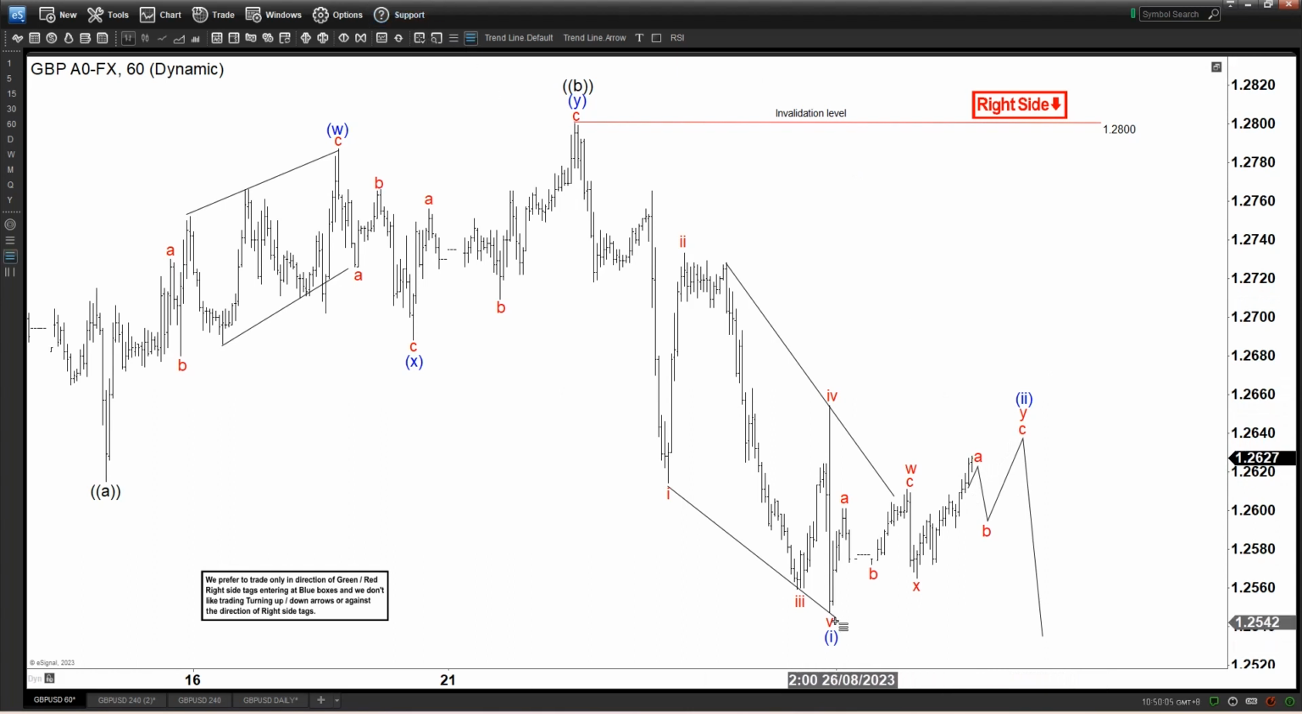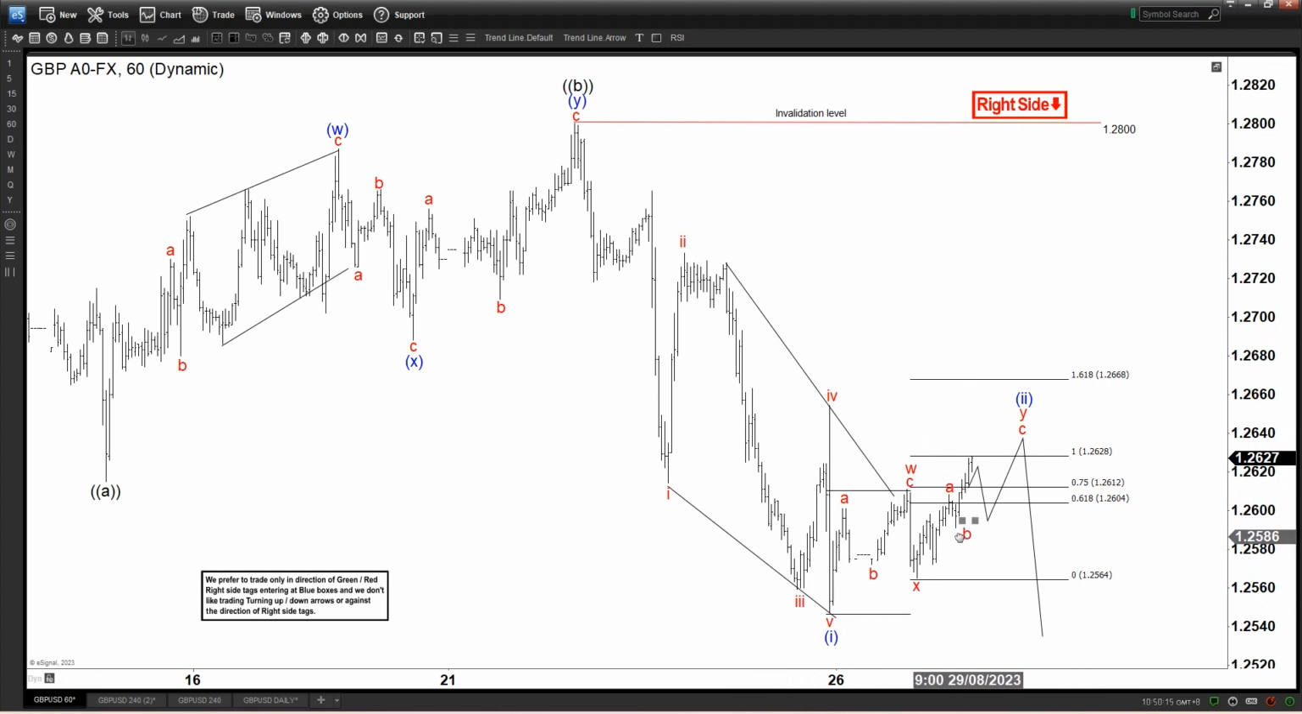Now potentially it can go up to, actually it has already touched the 100% extension of this WX. So potentially this could actually be right here, and we might see the wave 2 ending sometime in this area, 126.30, 126.68, and then starting to turn lower again from here.